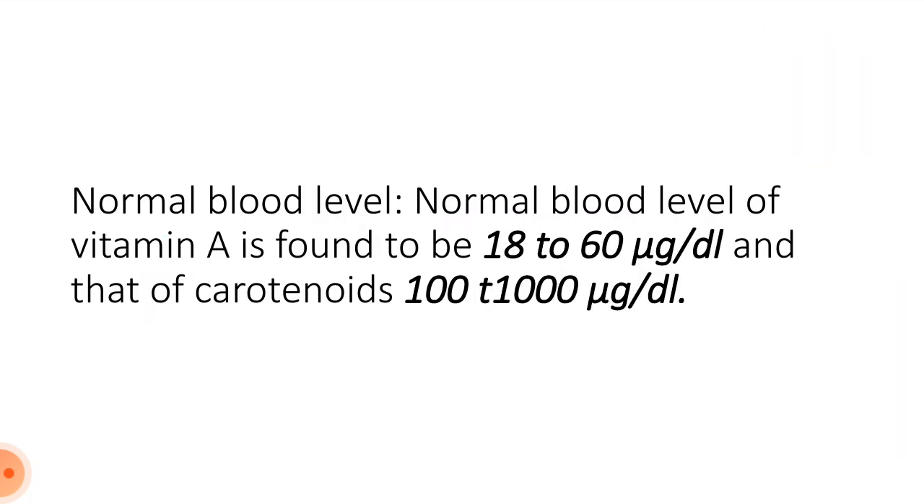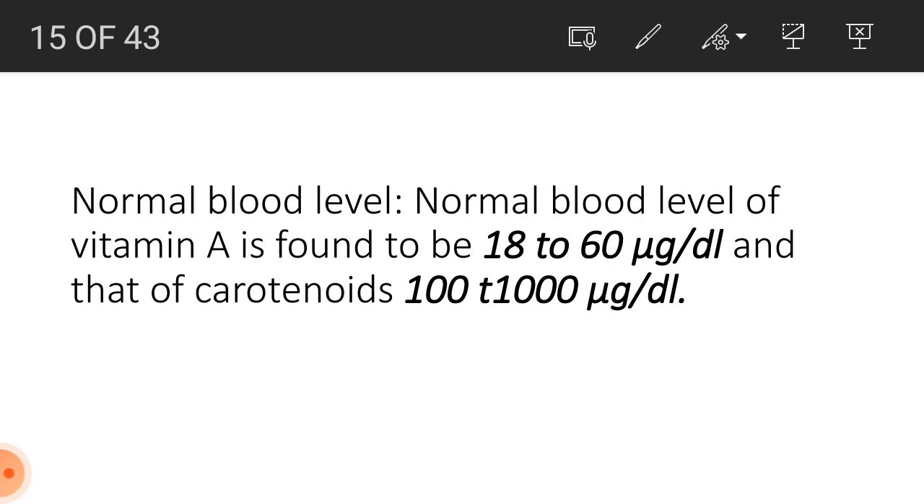The normal blood level of vitamin A is found to be 18 to 60 microgram per deciliter, and that of carotenoids is 100 to 1000 microgram per deciliter.